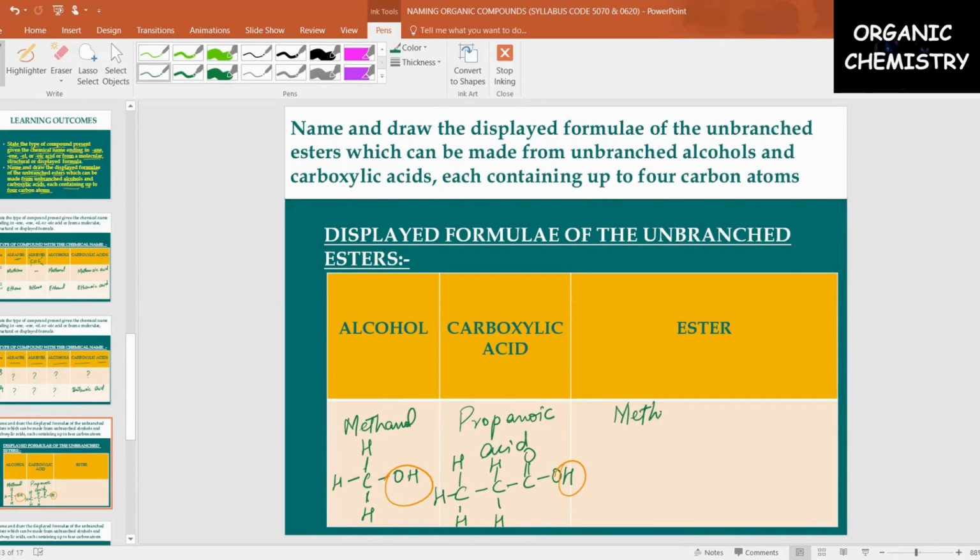Methyl propanoate. So it will become like this. I am writing propanoate first: 1, 2, 3. Double bond O, O, placing hydrogen for propanoate. Now the methyl group, that is coming from alcohol, so the carbon will be bonded to this oxygen. It will become like this.